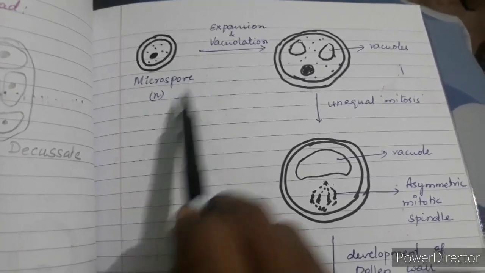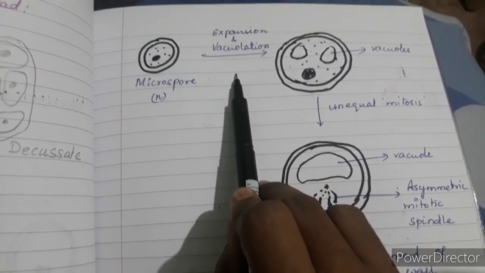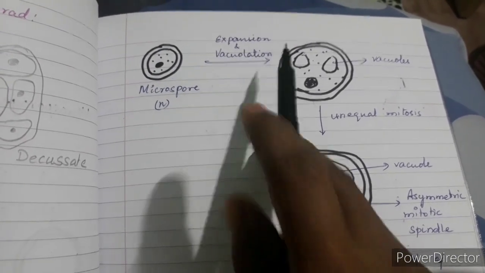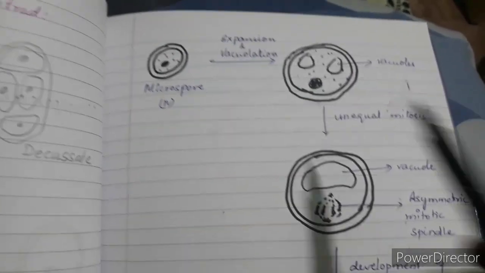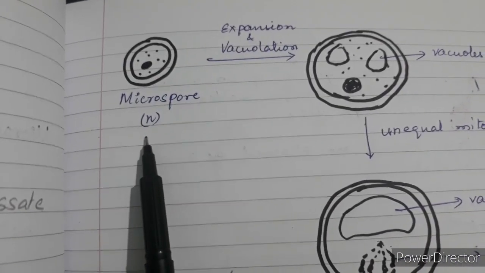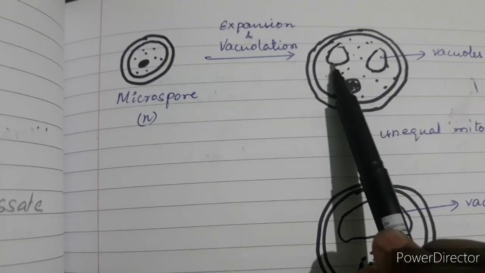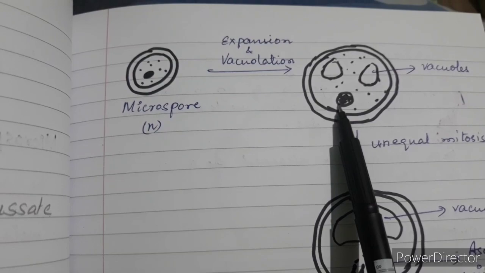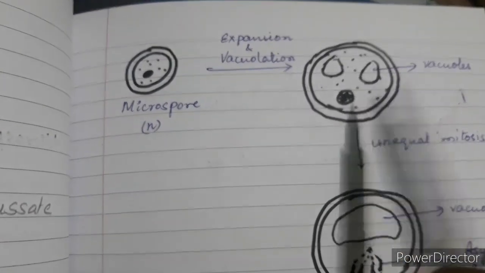How does this pollen grain development occur? Microspore will undergo expansion and vacuolation. Vacuolation refers to vacuole formation, expansion refers to the size increase. So here you can see that the microspore, which is haploid, has increased in size and vacuoles have formed here. The nucleus is pushed towards one side due to the formation of vacuoles.